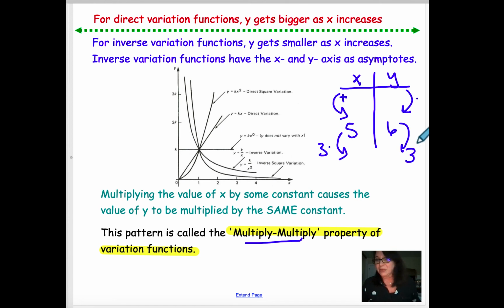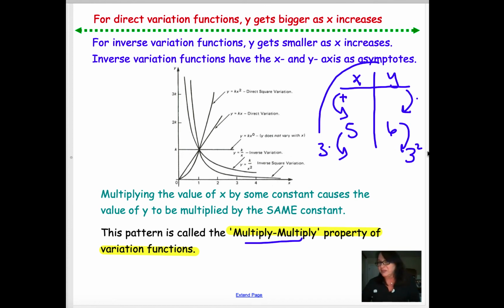I'm going to multiply it by 3, maybe squared. So that would be a variation, directly with the square. And so there are different options. What you need to do is, based on whatever table you are given, see what the pattern is, because they're all going to be different.